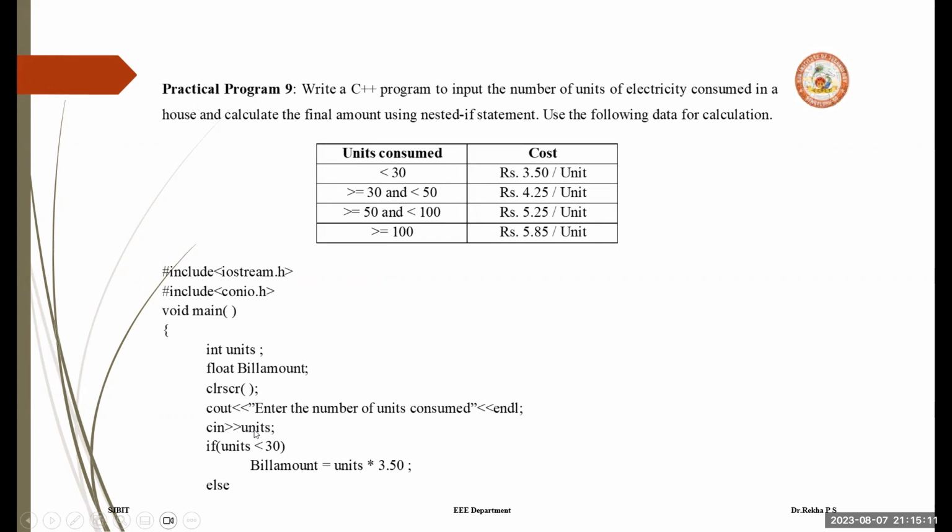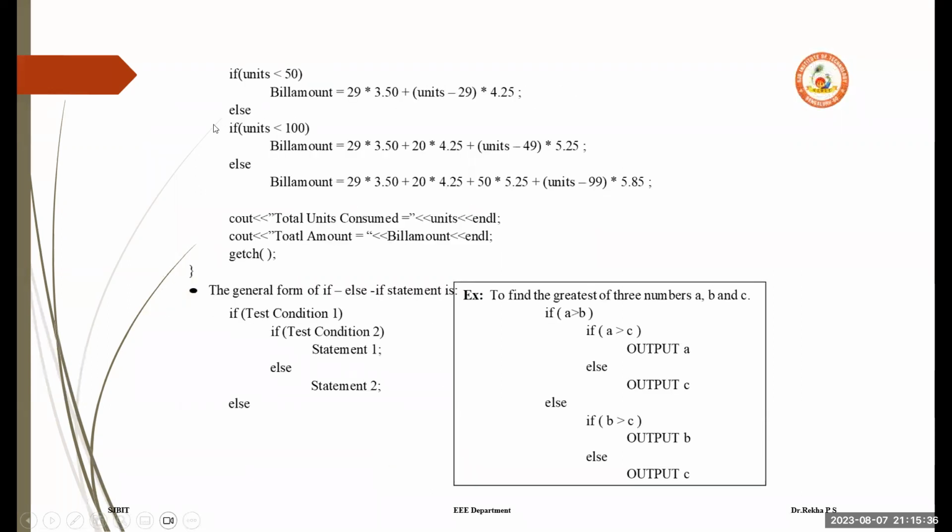Then I'm checking whatever the user has entered: if it is less than 30, and if this condition is true, it will execute the next immediate statement. So if units is less than 30, bill amount will be equal to units into rupees 3.50 per unit. That's why it should be multiplied by the respective amount. Else if statement, nested else if statement it is. If units is less than 50, if the second condition is true, then this particular statement will be executed, and that will be saved in bill amount.